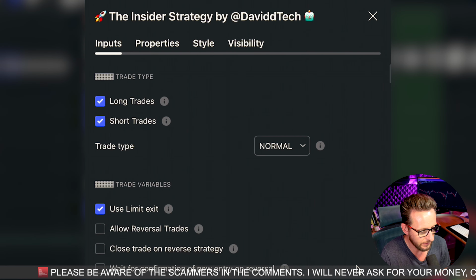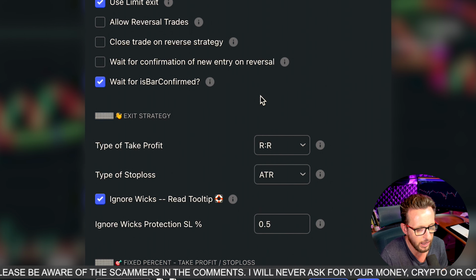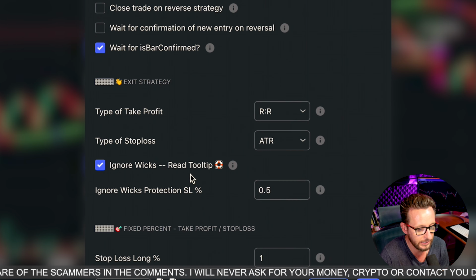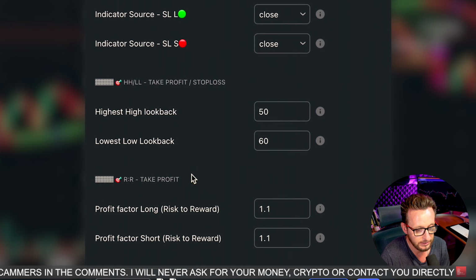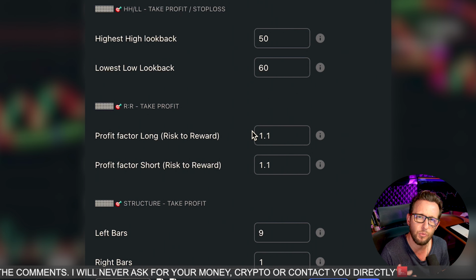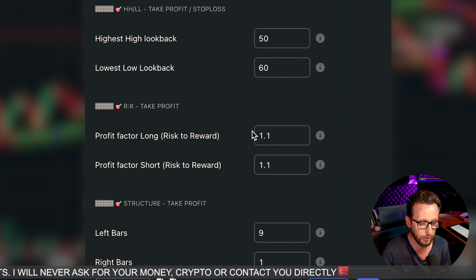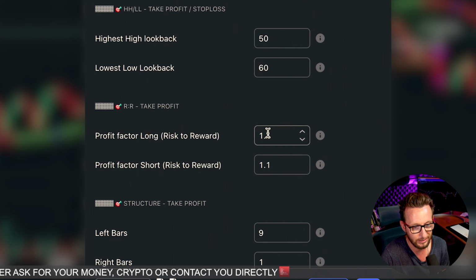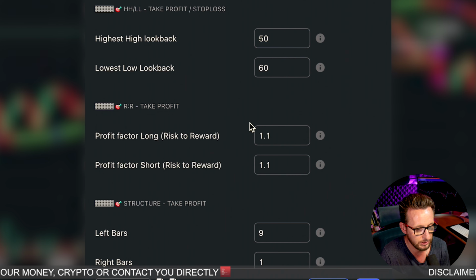Going to go through the settings very, very quickly with you guys. ATR as the take profit and stop loss, as I promised. We are at a risk to reward of 1.1. I always put 1.1 and not 1 because it helps to pay for those fees when we do lose. It generally gives you a better, more positive result.